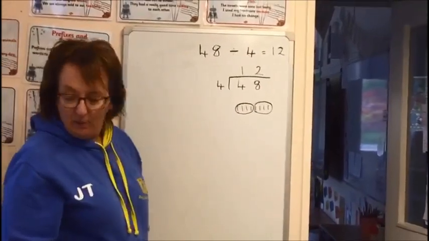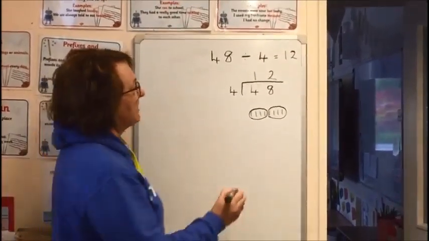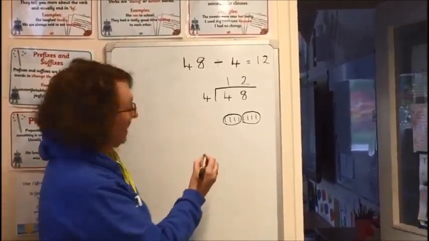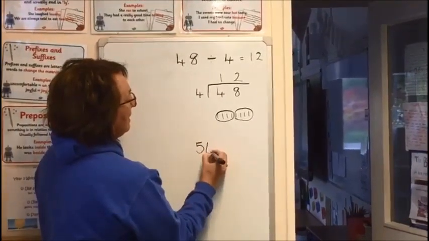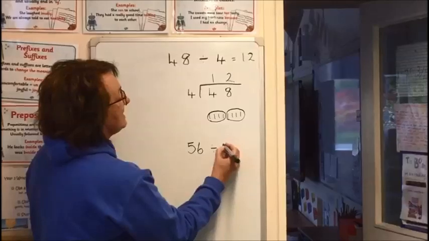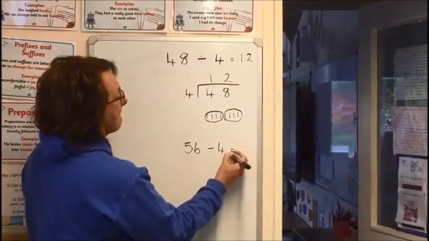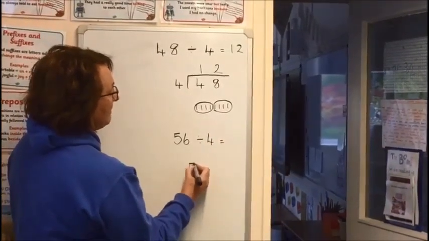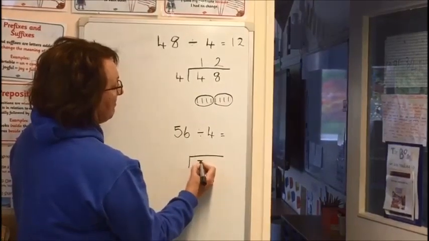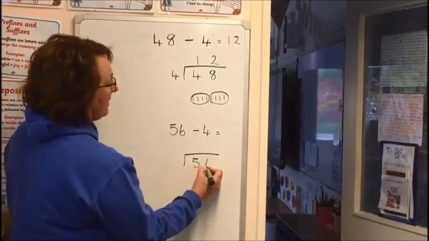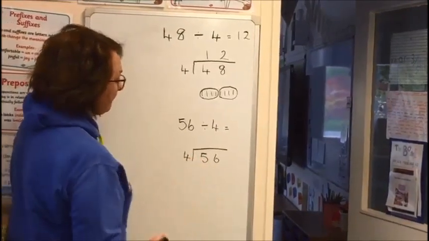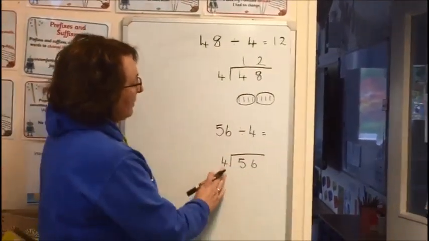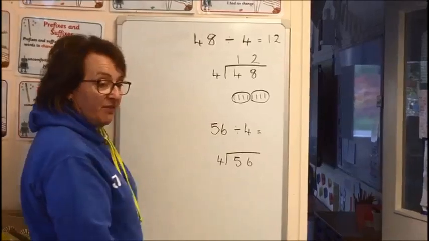That was quite an easy one. I'm going to show you a different one now. So this time, I want to know how many 4s go into 56. So I'm going to do exactly the same, draw my bus stop, put my big number in the bus stop, and the number I'm dividing it by on the outside. So this time I'm looking at how many 4s go into 5.